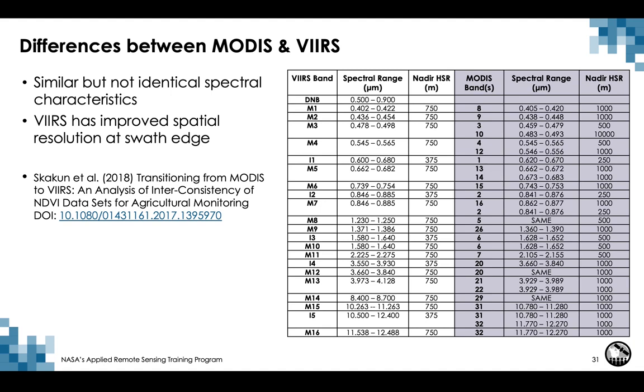For more information on the similarities and differences between the two sensors, in the context of calculating vegetation indices for agricultural monitoring, we've provided the following reference for Skakun, Justice, Vermote, and Roger.